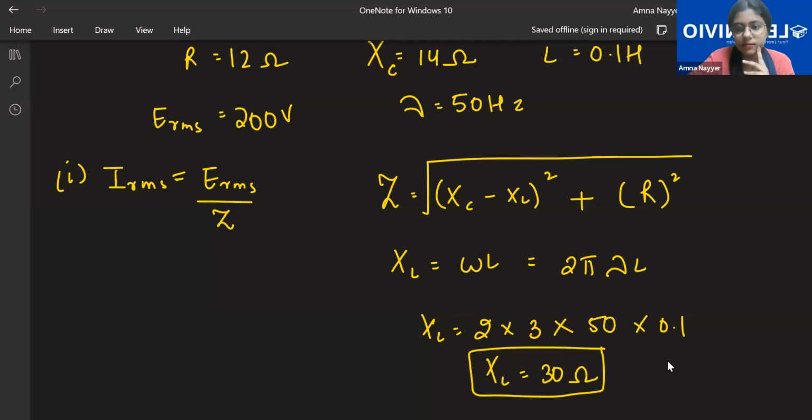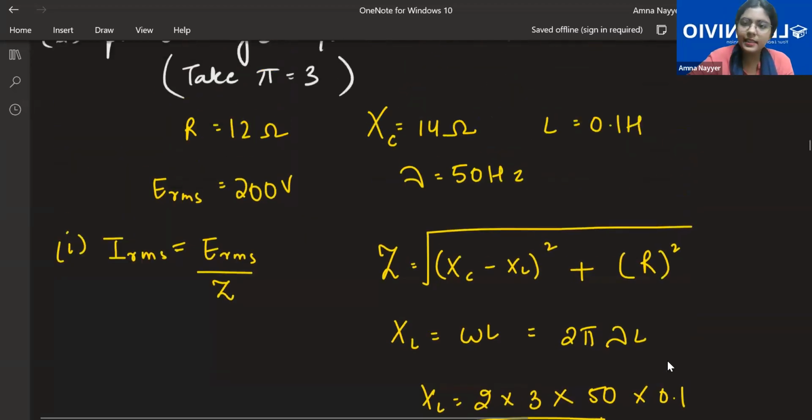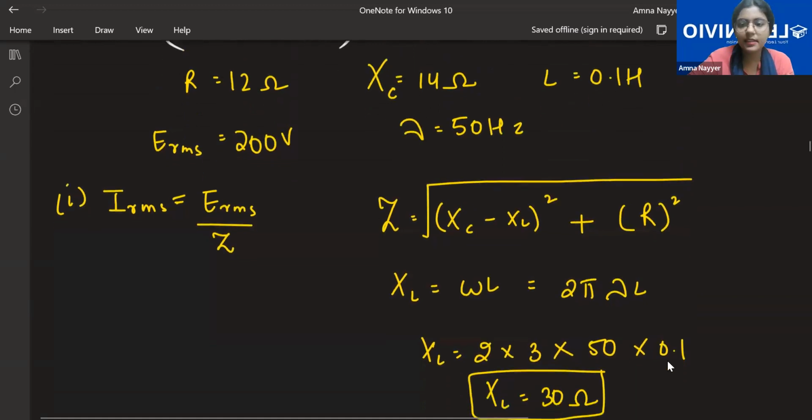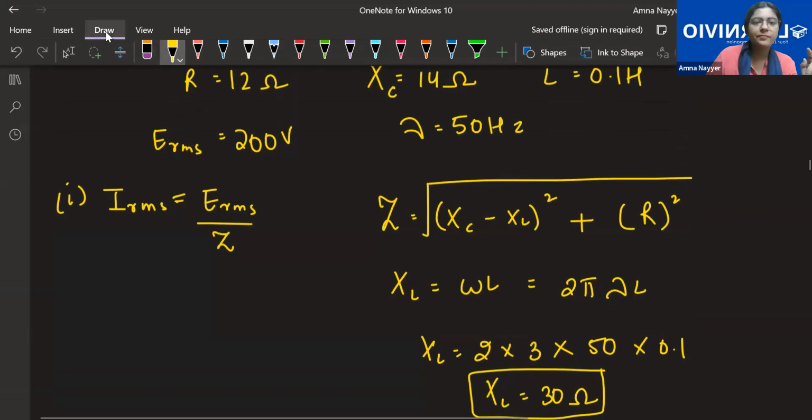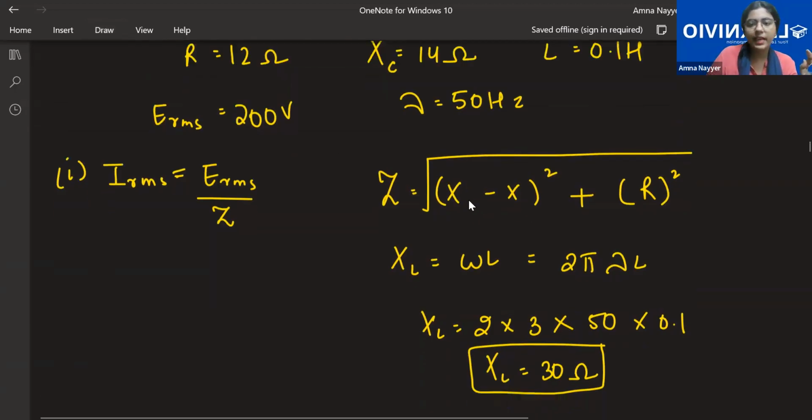Yes, it's 30. So now we have XC and XL. See, this is the case XL minus XC, not XC minus XL, because XL is greater than XC. So this will be XL minus XC.